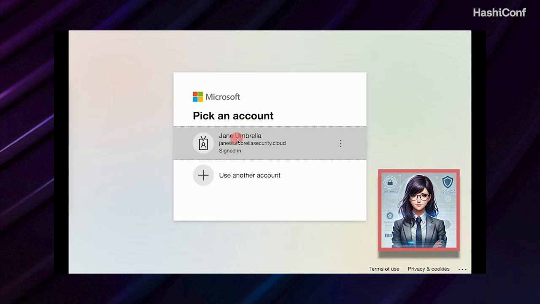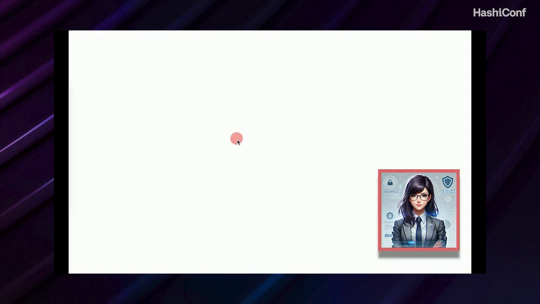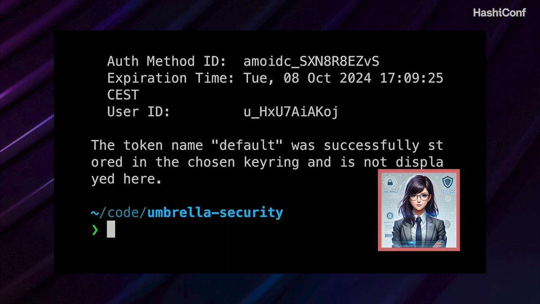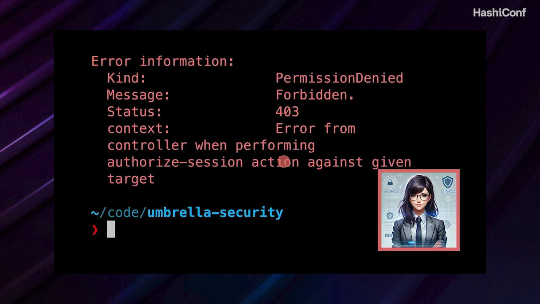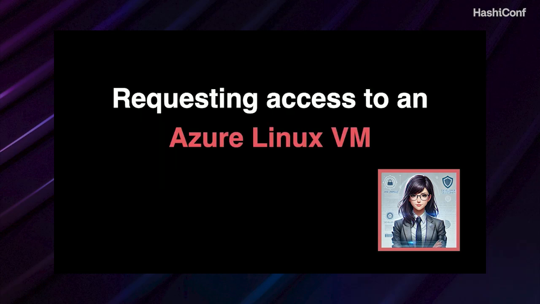And I'm using the OIDC authentication method with Entra ID in the background. So once she's connected, she will try to access a specific instance, but we'll notice that it doesn't work because she hasn't requested access to this specific instance yet. So that's the next step.